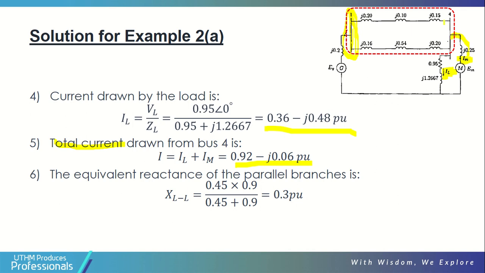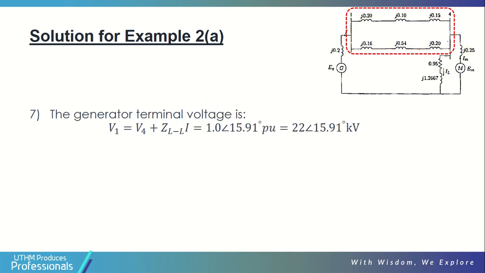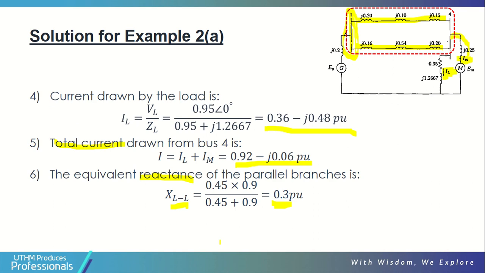Then you can determine the total impedance of the transmission line and transformer. These are in series, let's say this one is Z1 and this is Z2, and then you put them in parallel to determine the equivalent reactance of the parallel branches. So this one is j0.45, this one is j0.9. In parallel you got 0.3 per unit. This is the reactance X in parallel, equal to 0.3 per unit, so Z equals jX.